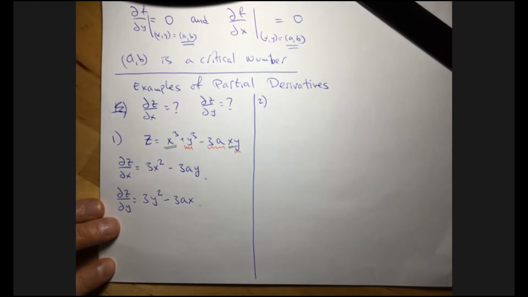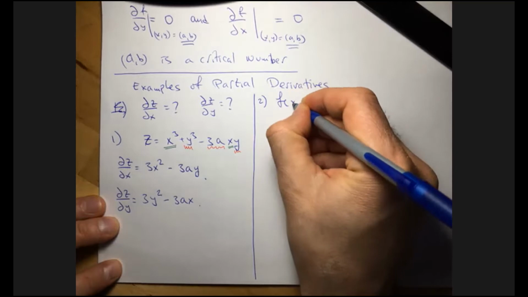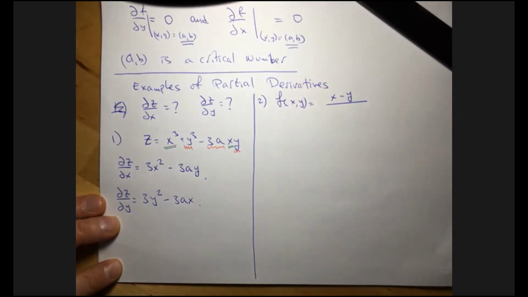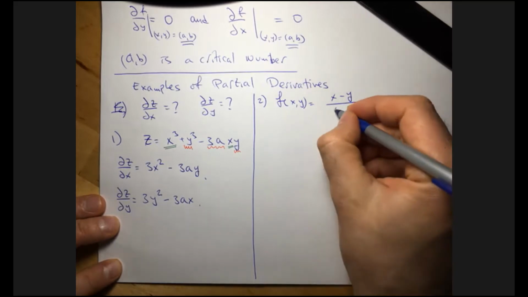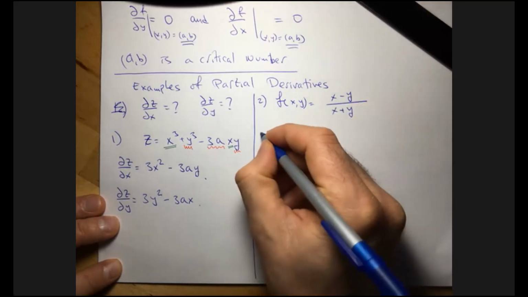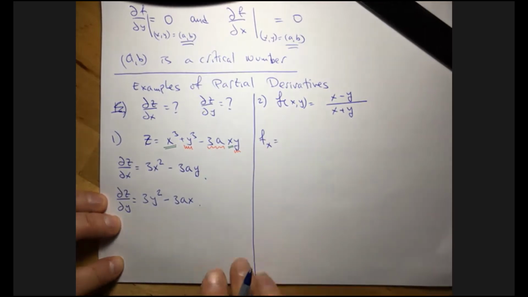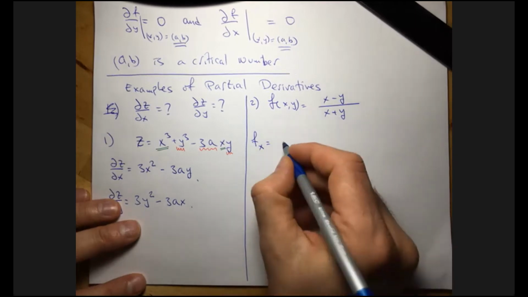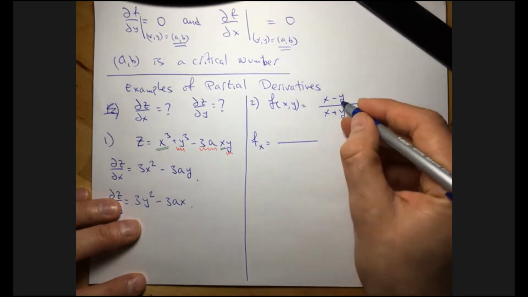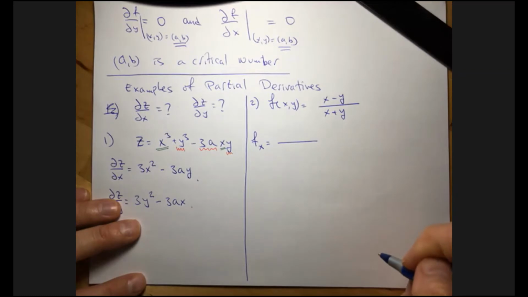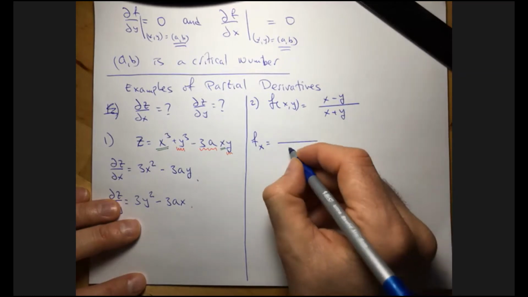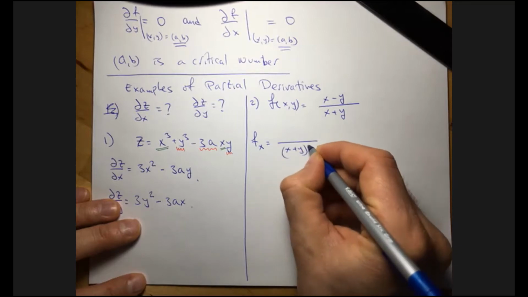Okay, let's do the second one. F of xy equals x minus y over x plus y. Partial f partial x, here I'm mixing the notation on purpose. In order to evaluate this derivative, I have to use what? The quotient rule, treating y as any constant it is. So I have x plus y squared.